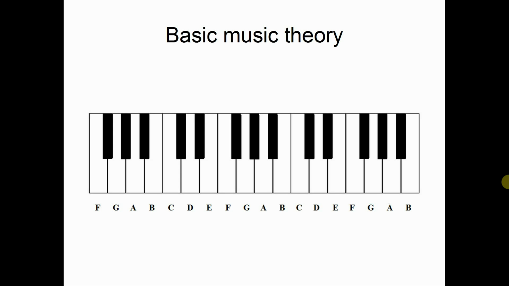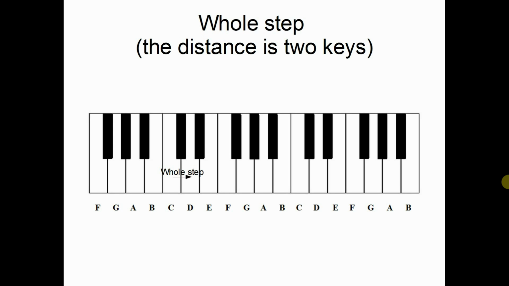First, we need to understand one basic concept, and that is about whole and half steps in music. A whole step is the distance when you move two notes up or down on the keyboard. For example, there is a whole step from C to D, because there is a black key, the C sharp or D flat, between those notes.